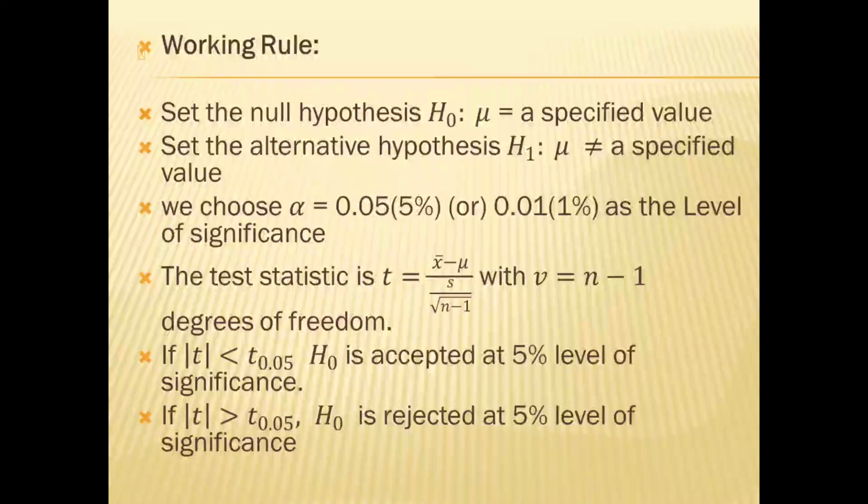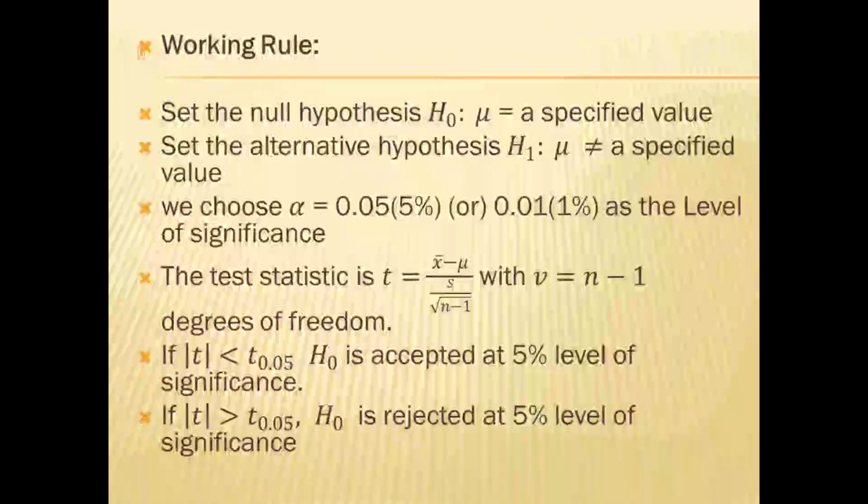Working rule: set the null hypothesis H0: mu is equal to a specified value. Set the alternative hypothesis H1: mu is not equal to a specified value. We choose a level of significance, alpha, which is either 5% or 1%. The test statistic is t is equal to x bar minus mu divided by s by square root of n minus 1, with the degrees of freedom n minus 1. And the last step, conclusion: if our calculated value is less than the table value, then accept H0, otherwise reject H0.